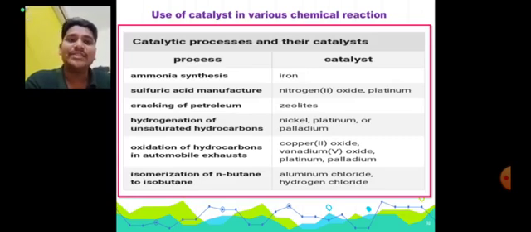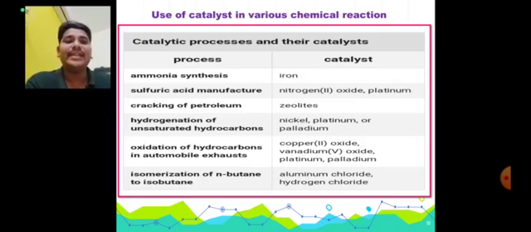Next one is the hydrogenation of unsaturated hydrocarbons. That means unsaturated hydrocarbons are converted into fats and oils in the presence of nickel, platinum, Raney nickel or palladium. Oxidation of hydrocarbons in automobile exhaust is carried out in the presence of catalysts such as copper, vanadium, platinum, palladium, and so on.